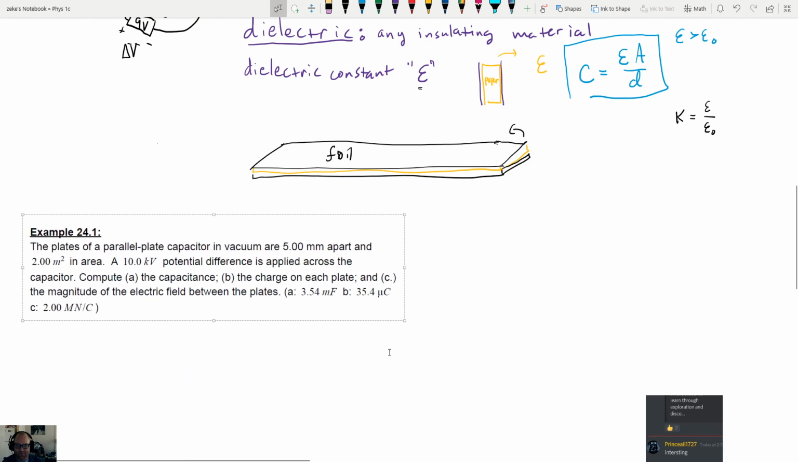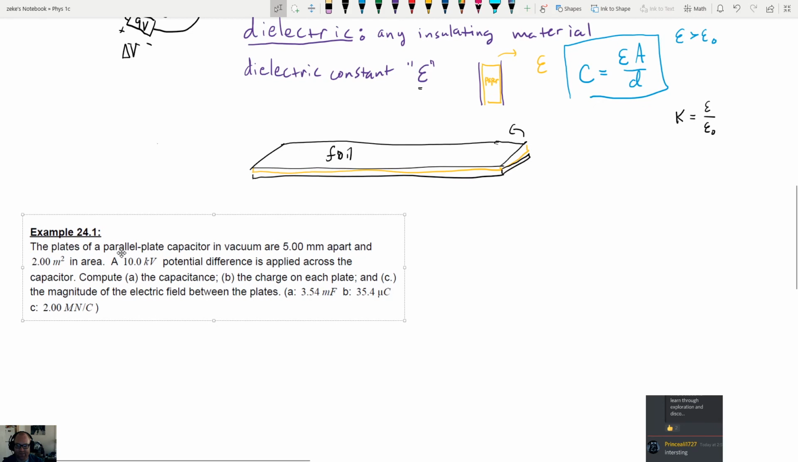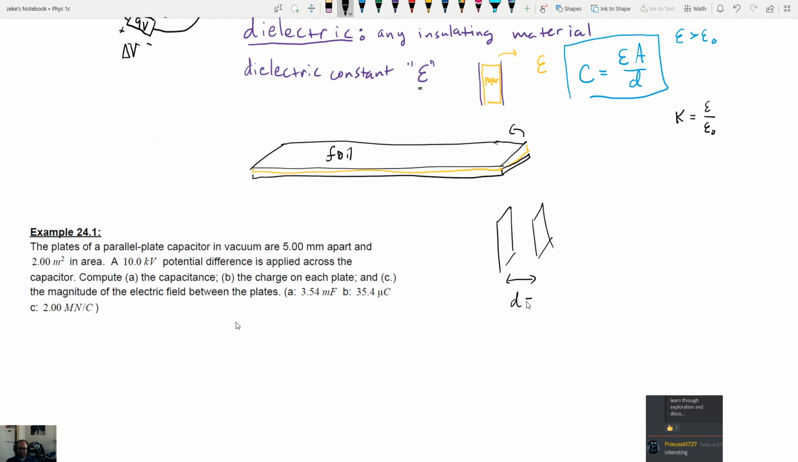Okay, just a simple parallel plate capacitor calculation. So we have the plates of a parallel plate capacitor in vacuum that are 5 millimeters apart and 2 meters squared in area. A 10 kilovolt potential difference is applied across the capacitor. We want to compute the capacitance, the charge on each plate, and the magnitude of the field between the plates. So we've got two parallel plates, one here and one here. The distance between the two of them is given by 5 millimeters.